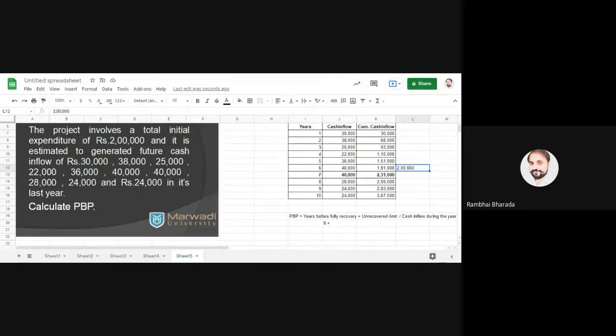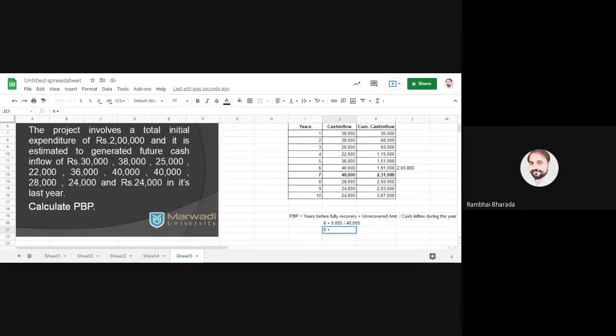बात समझ में आ रहा है? 6 ईयर तक, लास्ट जो 6वां ईयर है उस तक हमने 1,91,000 रुपीज कमा लिया फ्रॉम दिस प्रोजेक्ट. कमाने कितने थे to recover full amount? 2 lakh rupees. So 9,000 is still pending that we need to earn. So 9,000 upon. Now cash inflow during the year of full recovery, the cash inflow is 40,000. So do the calculation. 6 plus 9 upon 40.